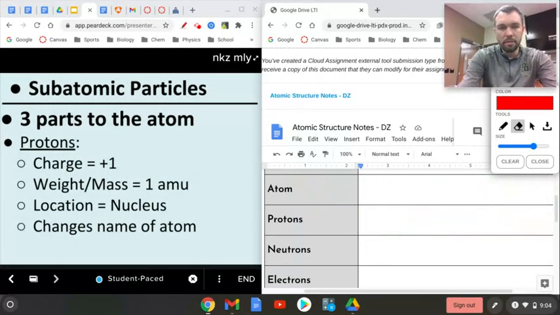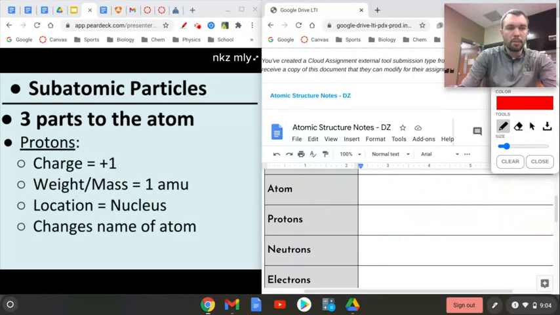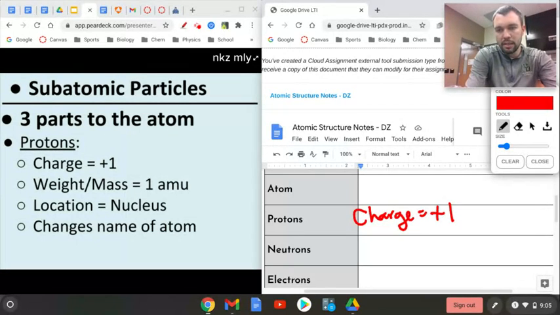So one of those is a proton. Let me clear here. A proton, four things that we need to know about it. Number one, it has a charge equal to +1, a +1 charge. A charge can help create electricity. Protons have a positive charge.